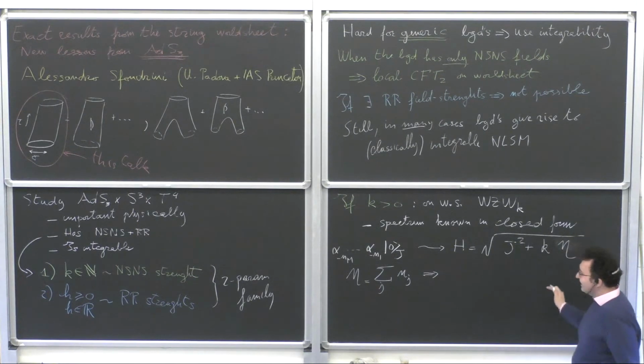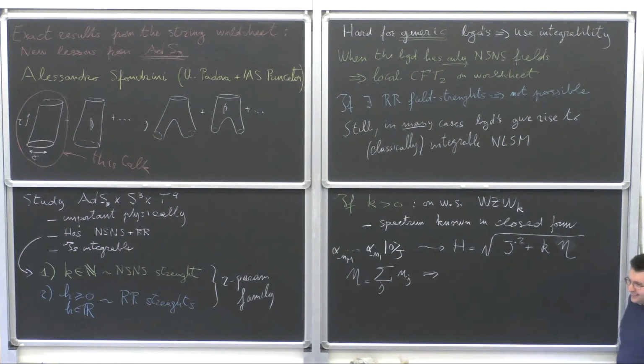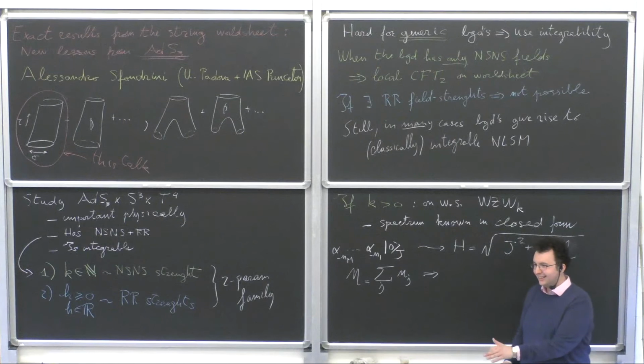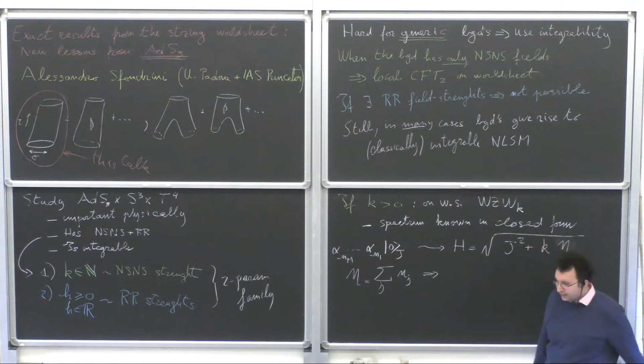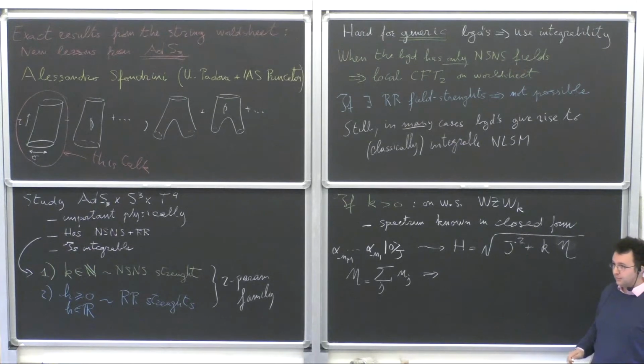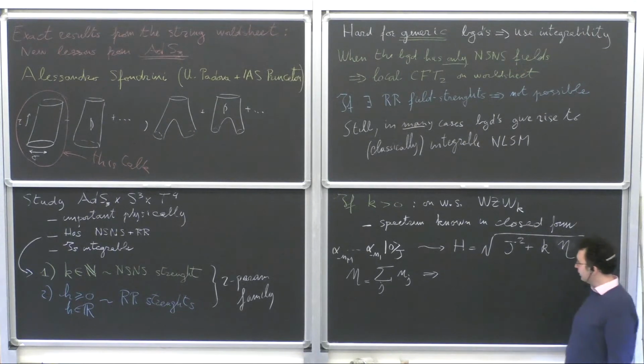So somehow no, they come from different things. They have different stories. This is actually the same spectrum of free strings in lattice gauge, by the way. That's how you also get it.